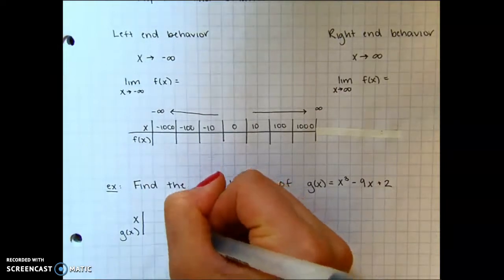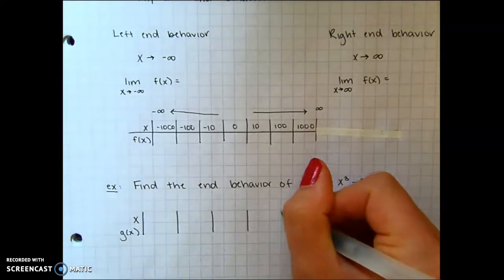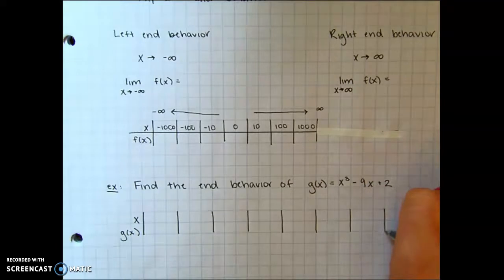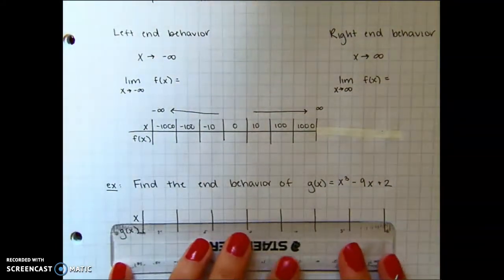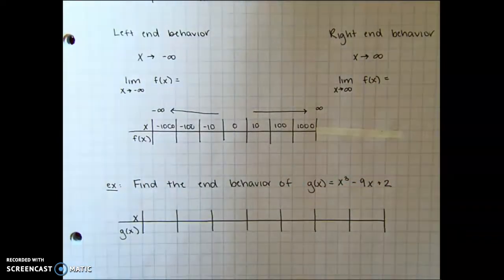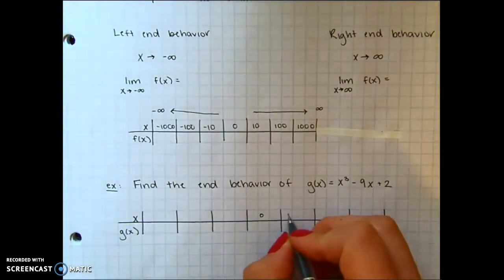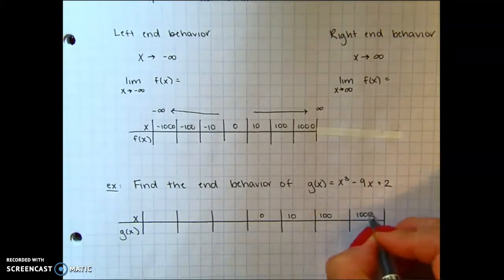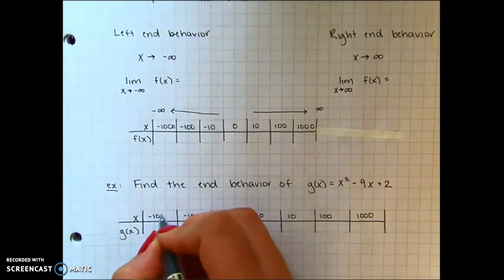I'm going to give myself 3 spots for each. 1, 2, 3, 4, 5, 6, 7. Okay. And in my table, I'm going to have center value of 0. And I'm going to get bigger, so 10, 100, 1000. Smaller, negative 10, negative 100, negative 1000.